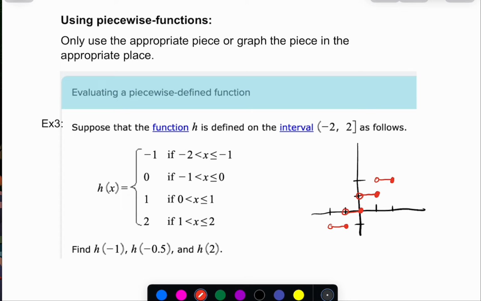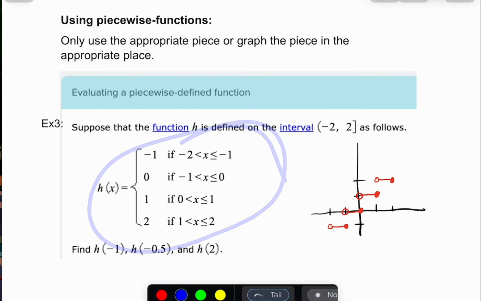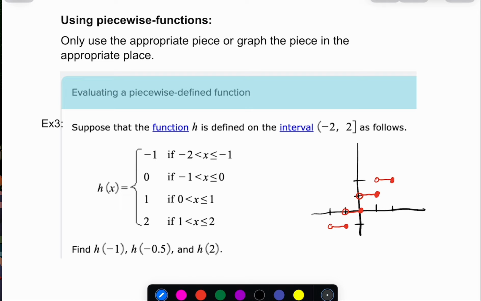Now they wanted us to find h of -1, h of -1/2, and h of 2. So I'm going to show you how to look at it from the piecewise piece, and then I'm going to show you how to look at it on a graph. So -1 is included in the set. Remember, that's your input, that's your x. -1 is included right here. So h of -1 is the value we see right there. So it is -1. And you can go over to the graph. When x is -1, there is my colored in dot right there.